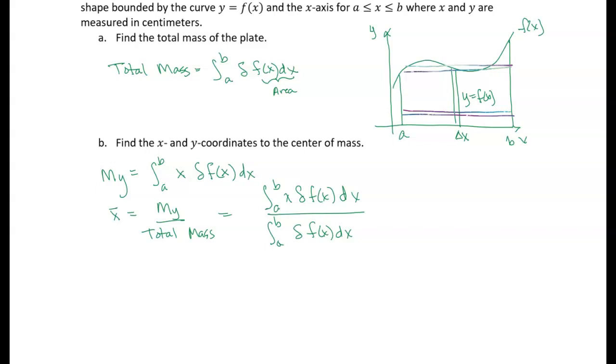So what I'm going to show you is an alternate way to find the moment around the x-axis by using these vertical slices instead of using horizontal slices. Okay, so I'm going to actually redraw this function.